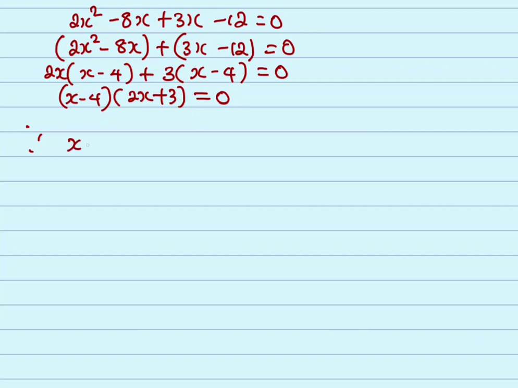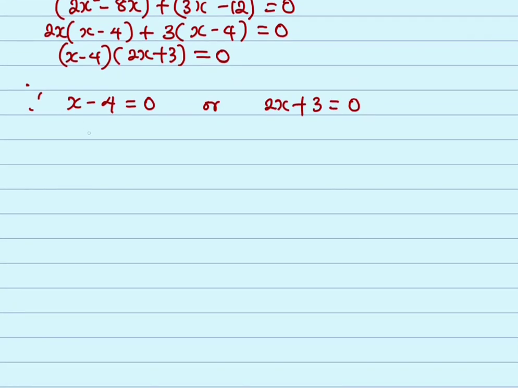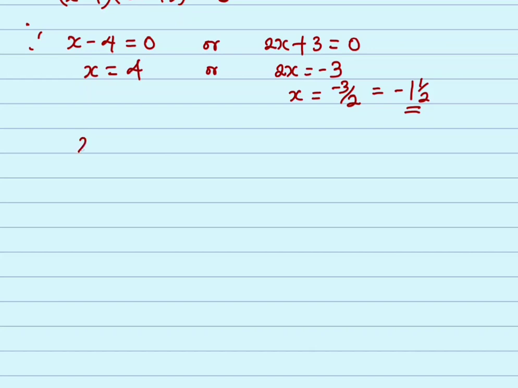Therefore, it is either x minus 4 is equal to 0, or 2x plus 3 is equal to 0. If it is the first one, it implies that x is equal to 4. Or if it is this one, 2x is equal to minus 3, so x is equal to minus 3 over 2, which is minus 1 by 2. So we have our answers: x is equal to 4 and x is equal to minus 1 by 2. So this is how we work this.